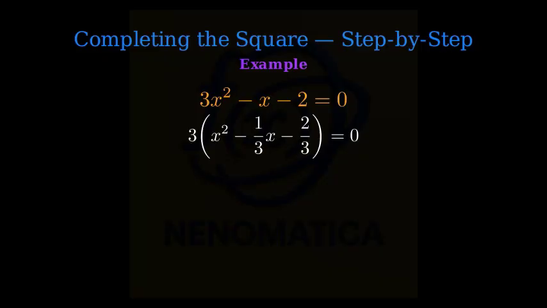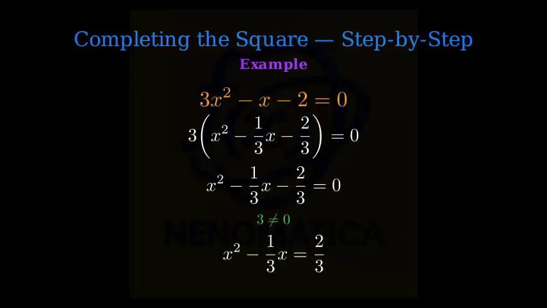Step 2. Because 3 is not 0, we can divide both sides by 3. So the equation reduces to x squared minus 1/3 x minus 2/3 equals 0. Step 3. Move the constant term to the right side. Now we have x squared minus 1/3 x equals 2/3.